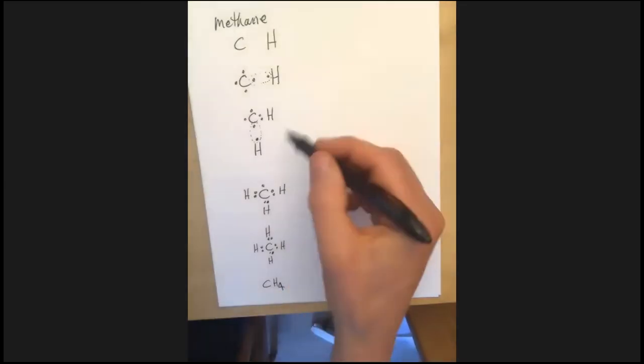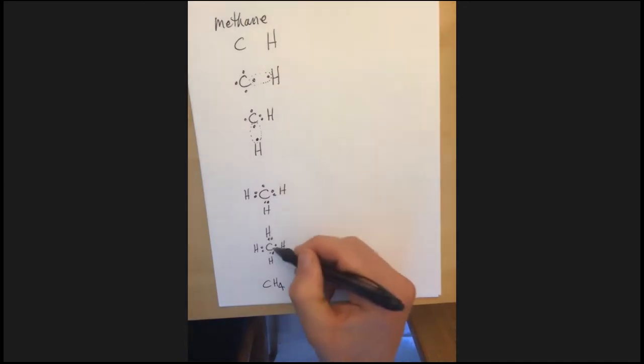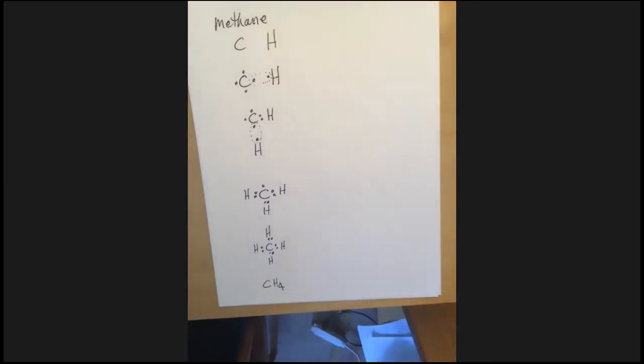So here is hydrogen forming 1 bond because it needed 1 electron. Here is carbon forming 1, 2, 3, 4 bonds because it needed 4 more electrons. Nice. Anything else, Dr. Hunter? Let's do water.